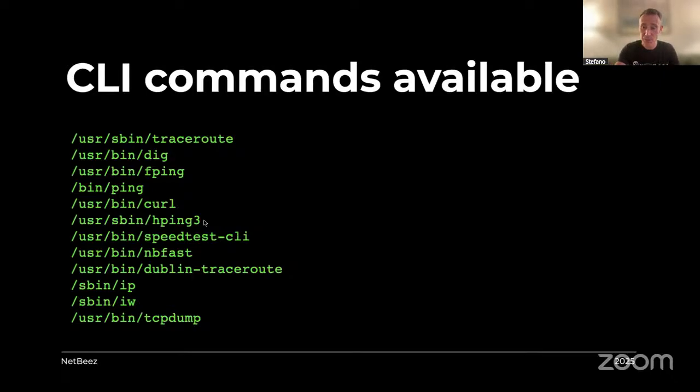hping is a utility that can do TCP ping tests, for instance. Speedtest CLI is to do speed tests on download and upload speed. There is the fast.com speed test, Dublin traceroute, which is a version of path analysis, and then iw, which is for Wi-Fi agents, and tcpdump, which, who doesn't know tcpdump, is a very important utility that now you can also include in your custom script.